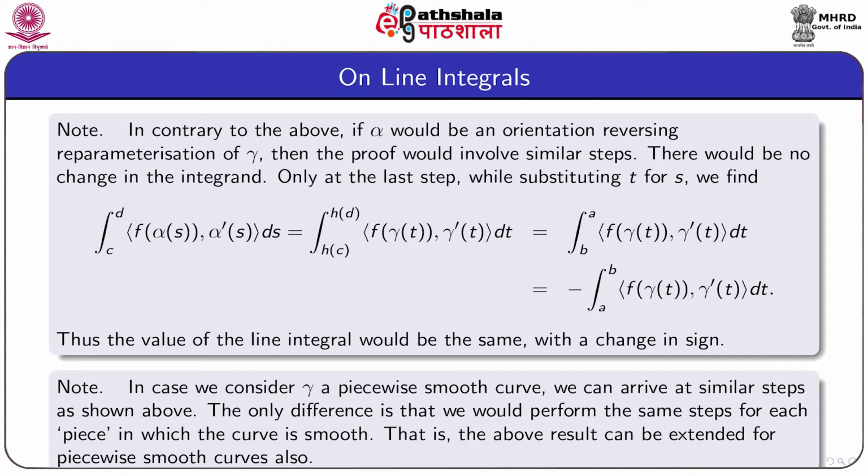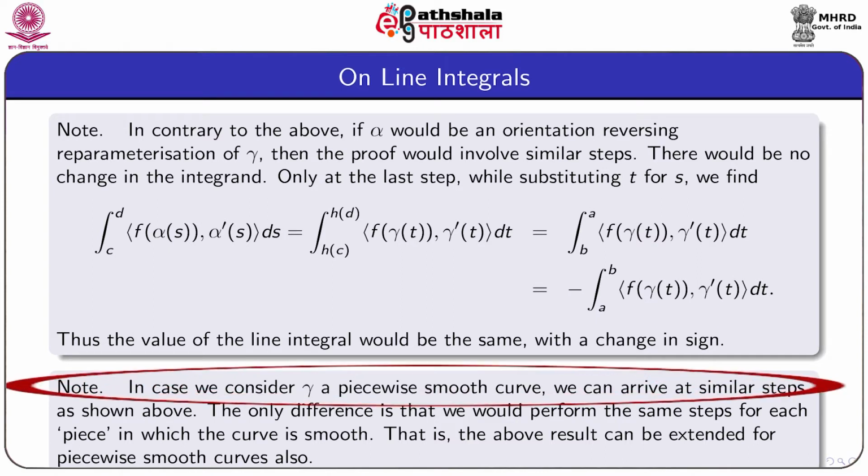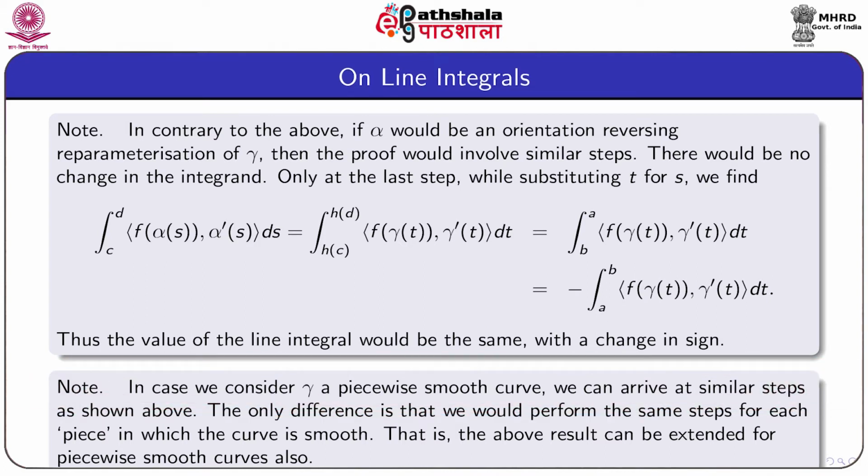One remark here, in case we consider gamma a piecewise smooth curve, we can arrive at similar steps as shown above. The only difference is that we would perform the same steps for each piece in which the curve is smooth. That is, the above result can be extended for piecewise smooth curves also.